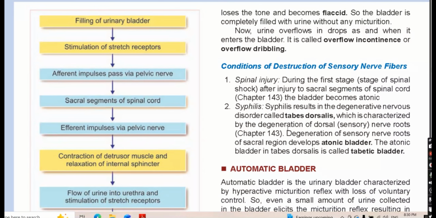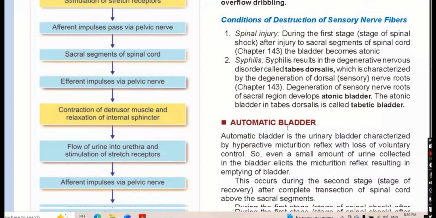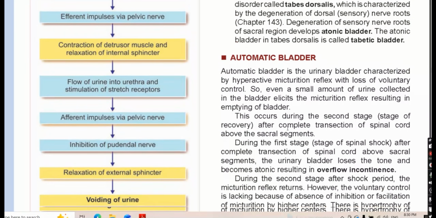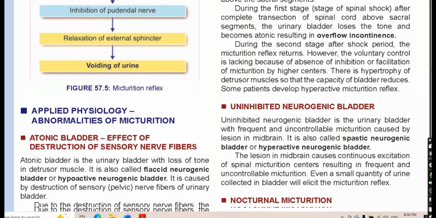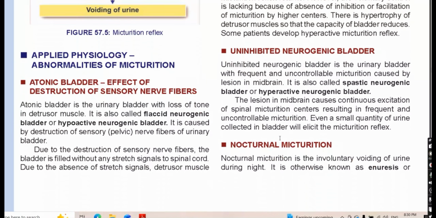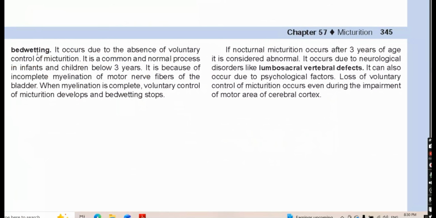Another important abnormality we have seen is nocturnal micturition. What is this? Nocturnal micturition is the involuntary voiding of urine during the night. It is otherwise known as enuresis or bedwetting, and it occurs due to the absence of voluntary control of micturition. So the same thing, the reflex is not working here.